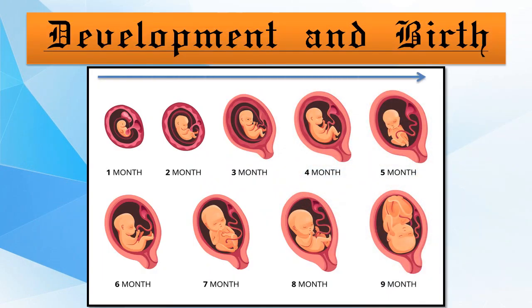Here you can observe the 9-month journey of a zygote into a fully grown baby. You can observe the first month baby, second month baby, third month baby. So month-wise development takes place in the baby, until it reaches the 9th month.